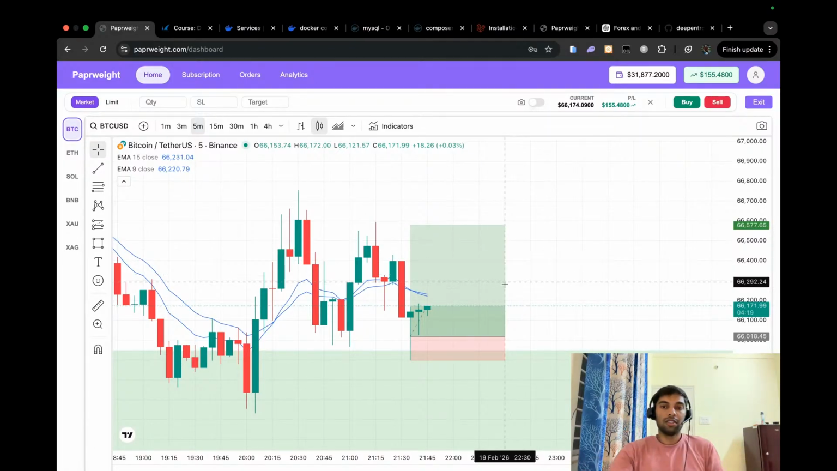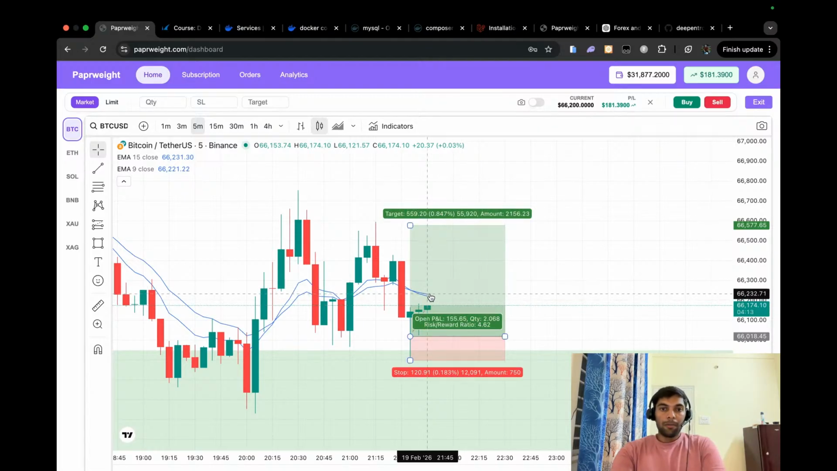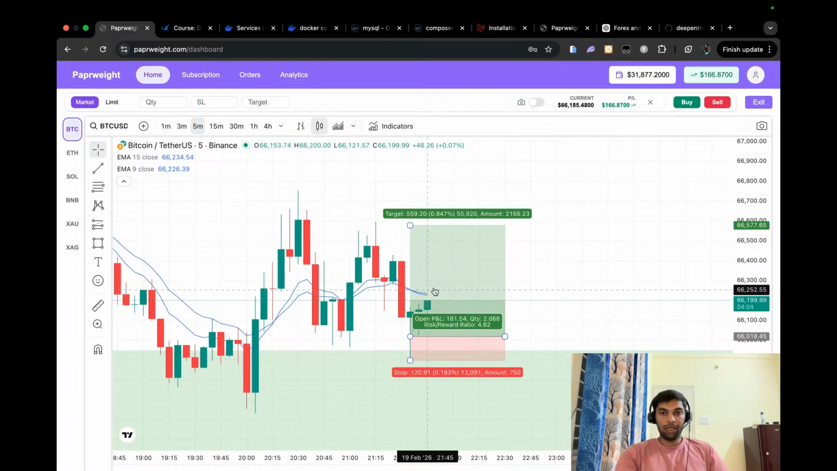All right. So far, trade is doing good. This might give us tough competition, this zone, this EMA, because there might be a seller present in this EMA. Let's see.